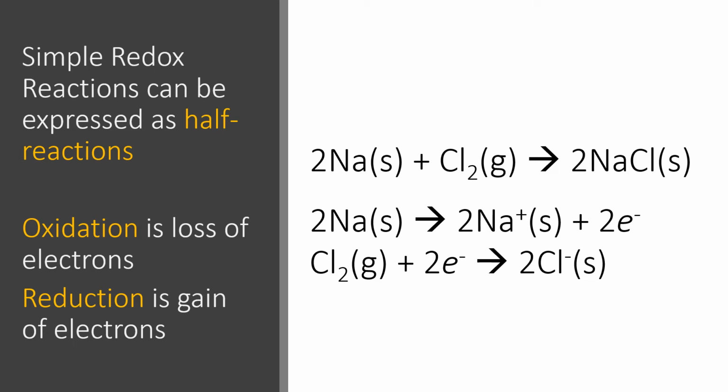So we can see by looking at these half reactions that the sodium is losing electrons. When we go to the product side, it's become sodium ion, and an electron is thrown off. So it's lost an electron, and therefore the sodium is oxidized. The chlorine, on the other hand, has to pull electrons in to become chloride. So the chlorine is reduced.